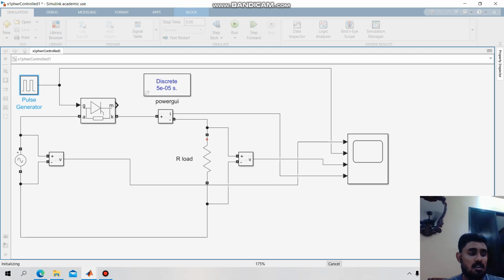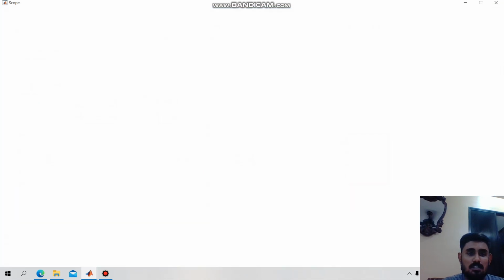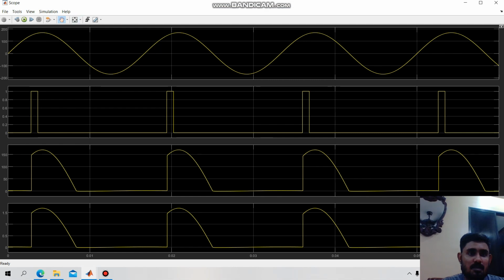Meanwhile, since the thyristor is a control device, to control the pulse of the generator we need to add a pulse generator. The series resistor is the load for the circuit. After we run it, we can get our simulation result.